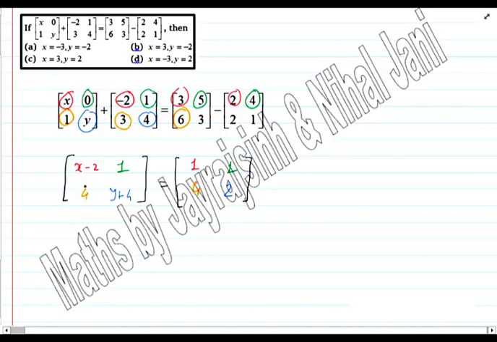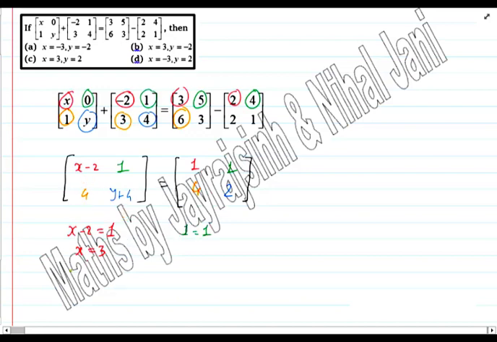Now it's time to compare the terms. The first terms are x minus 2 and 1. So if both matrices are equal to each other, then their corresponding terms should be equal to each other. That means x minus 2 should be equal to 1. And it will give us x is equal to 3. Our first answer. Now the second term is 1 is equal to 1. So yes, it is true. 1 is equal to 1.